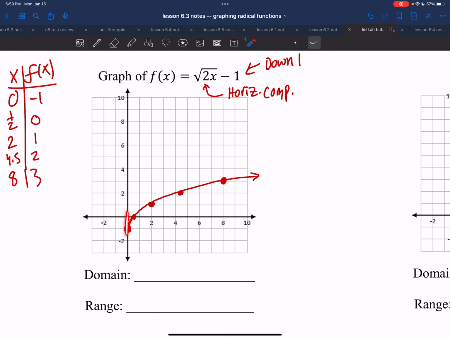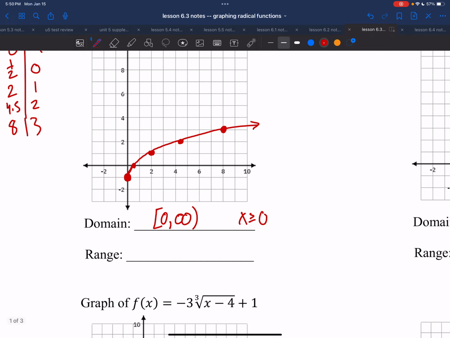Domain, we read left to right, so start here and go on to the right. This function starts at 0 inclusive, goes on to the right towards infinity. You can choose to write this in inequality notation too. You could say x is greater than or equal to 0. That's the same thing, right? Range, you start at -1. Start at the bottom at -1 and go up to infinity. So say bracket -1 to infinity, which you could also say is y is greater than or equal to -1.